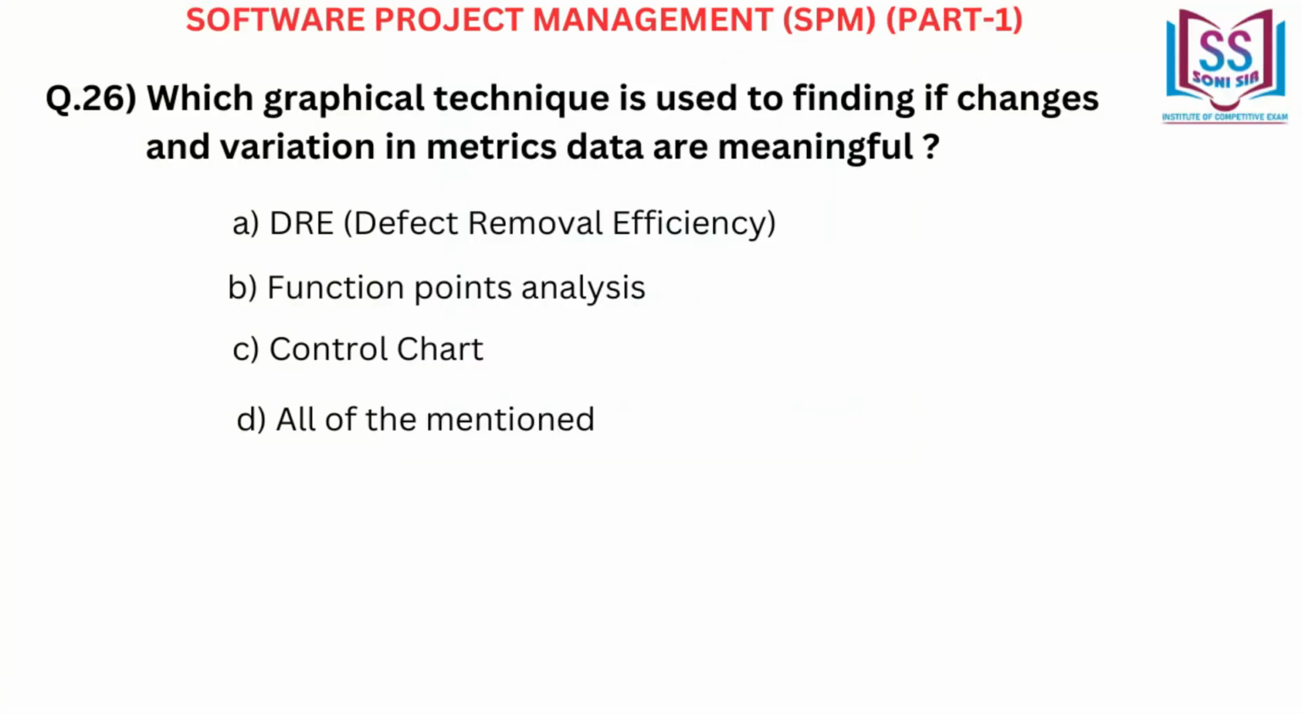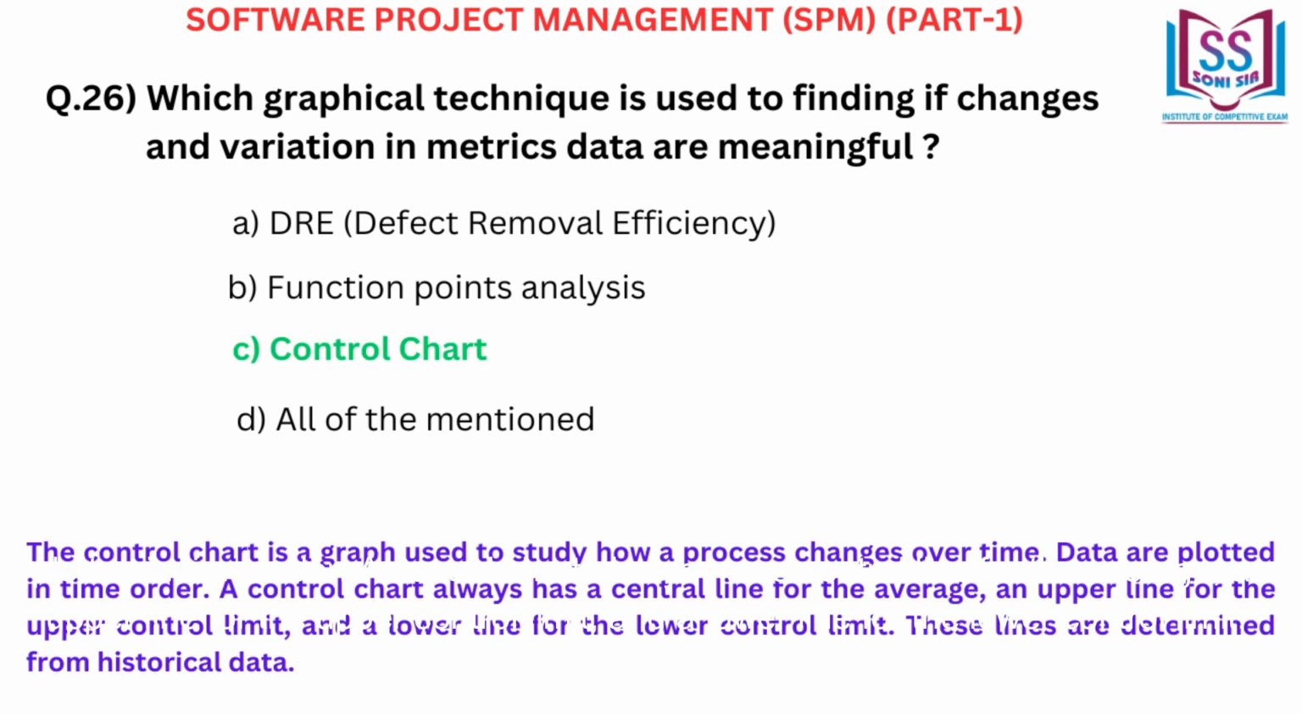Which graphical technique is used to finding if changes and variation in metrics data are meaningful? A. DRE, defect removal efficiency, B. Function points analysis, C. Control chart, D. All of the mentioned. Correct answer C.